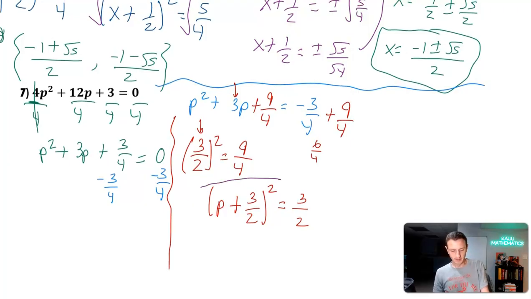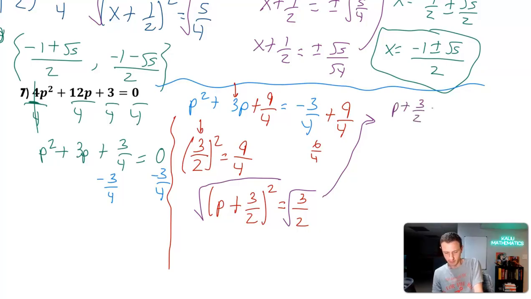Square root property. Take the square root of both sides. So p plus 3/2 equals positive and negative square root of 3 over 2. And that doesn't simplify at all. Like the square root of 3 over the square root of 2 wouldn't do anything for us.